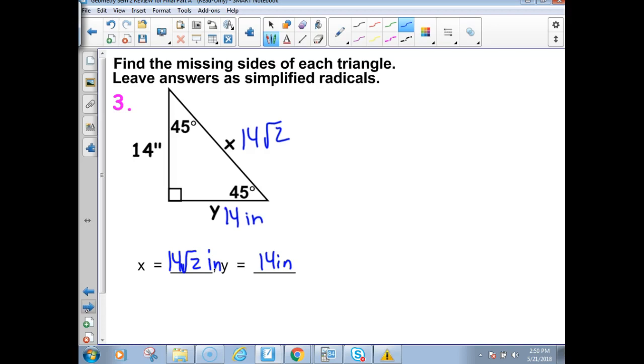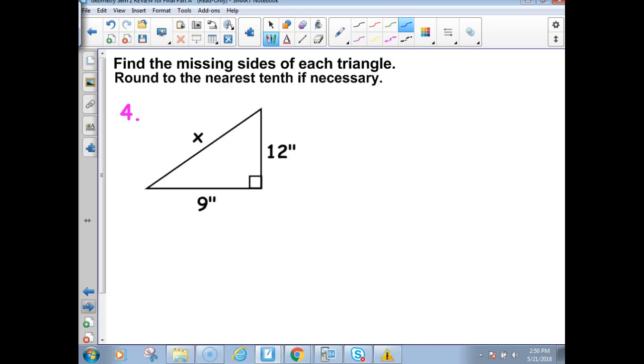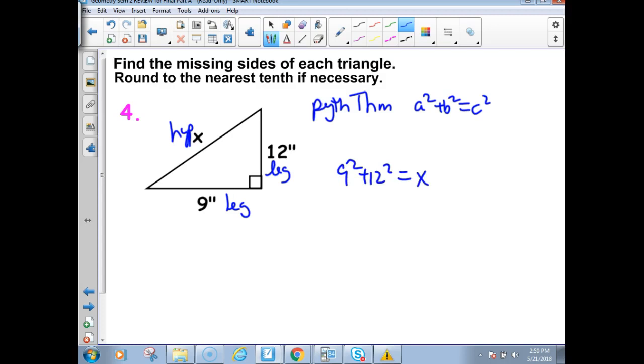Okay, there's been multiple ways that we have solved right triangles. Number 3 is no longer special right triangles. This is simply Pythagorean theorem, which is a squared plus b squared equals c squared. That is on your formula sheet. The hypotenuse is the long side, and these are the legs. So 9 squared plus 12 squared equals x squared. 81 plus 144 is 225. Then you take the square root of 225 to find x. So x is going to be 15 inches.